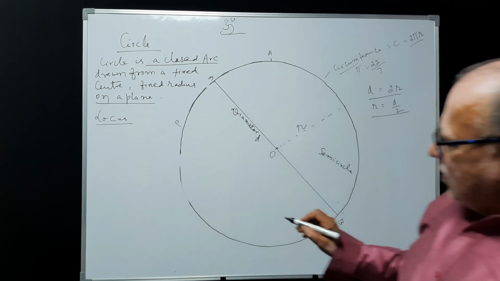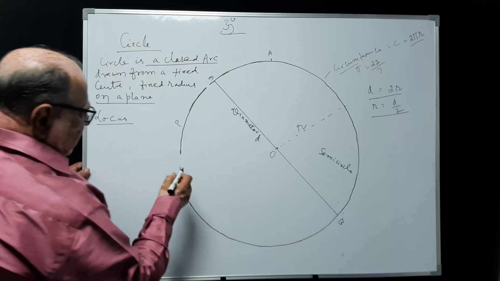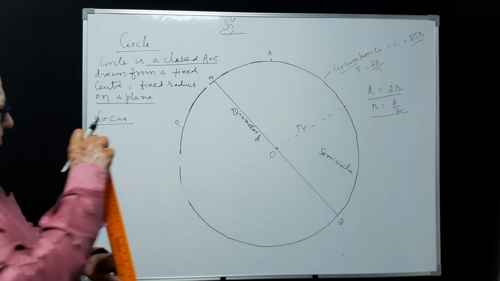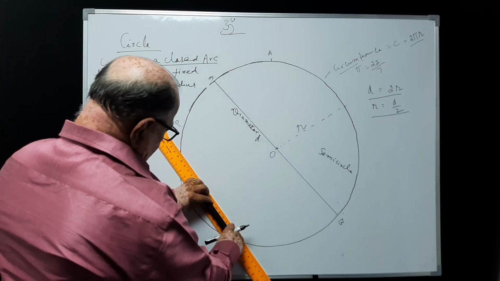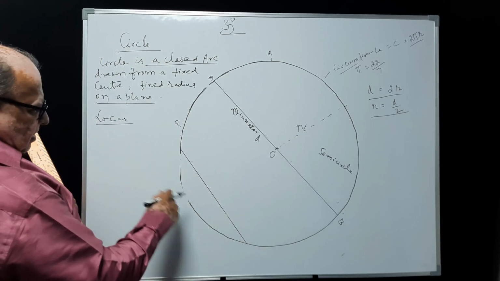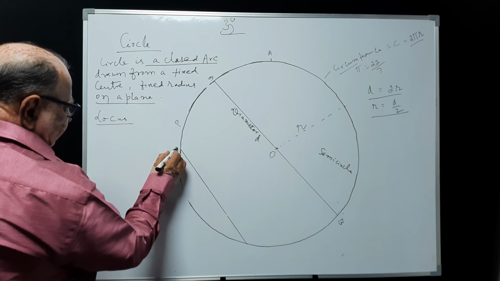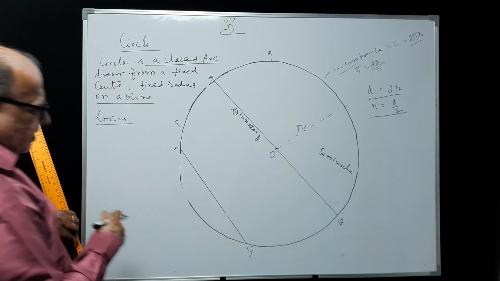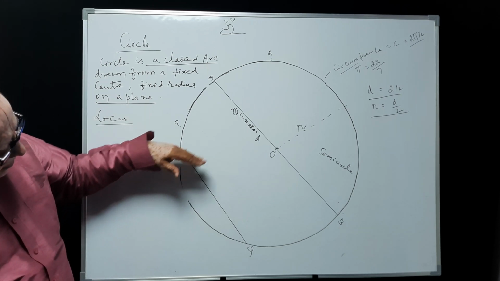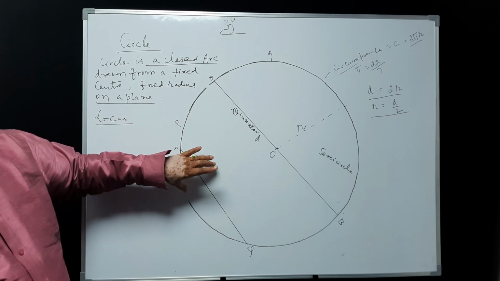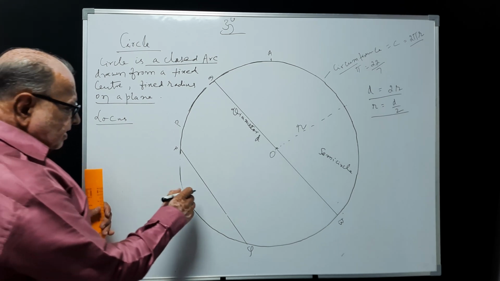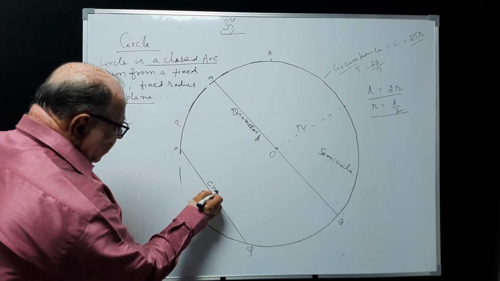Next, other than this diameter, suppose I draw any line simply joining any 2 points on the circumference, like this. Then this line touches 2 points on the circumference and it is joined. Now here you can see that this line divides the circle into 2 unequal parts. One part will be bigger and the other part will be small. So this line is not diameter, it is called a chord.